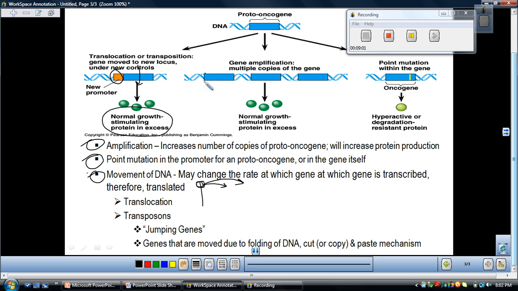Okay, the third example is amplification. This one's kind of interesting because the gene is amplified or multiplied. So you've got multiple copies of the gene. Instead of just having one copy of the gene, there are several, and all of those will go through transcription and translation, and so you're going to have an excess in the amount of protein produced this way as well. So there are three different ways that you can see a proto-oncogene become an oncogene, and that's through amplification, point mutation, and movement of DNA.